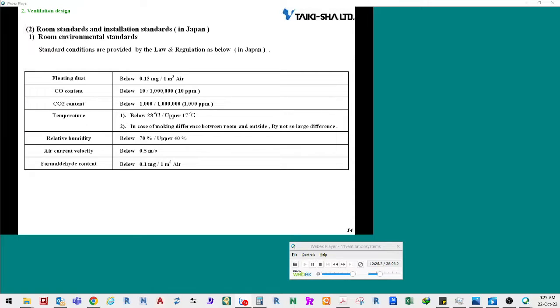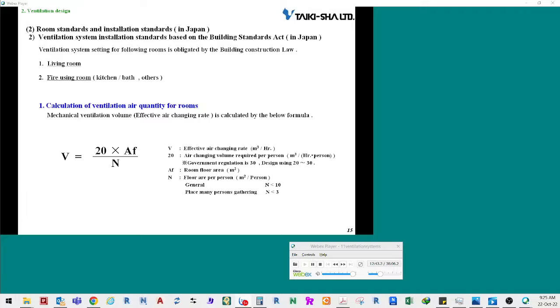Two, room standards and installation standards. 1. Room environmental standards. Based on a law, room environmental standards are shown on this slide. 2. Ventilation system installation standards based on the Building Standards Act. Under the Building Standards Act, ventilation systems must be installed in rooms as shown on this slide.